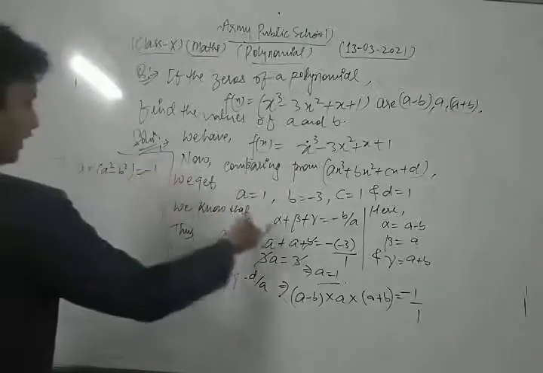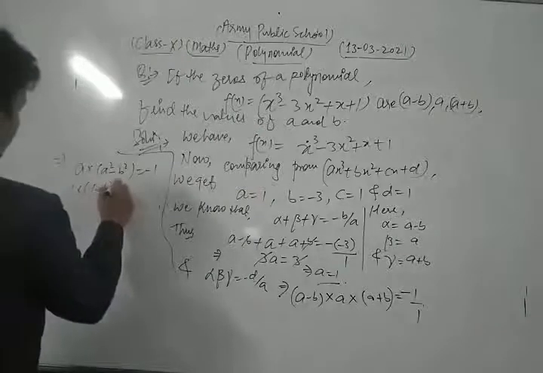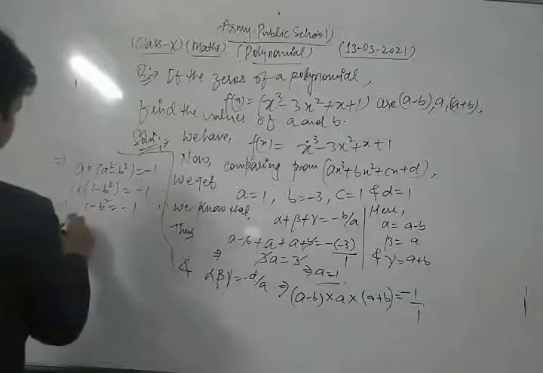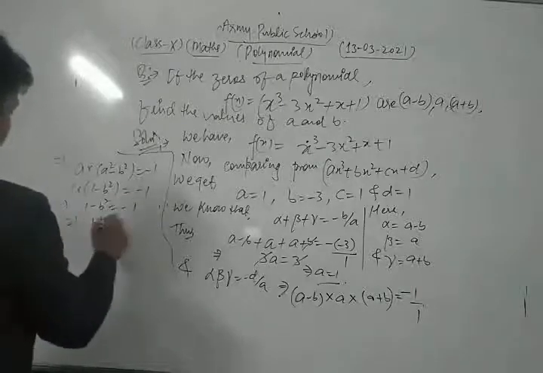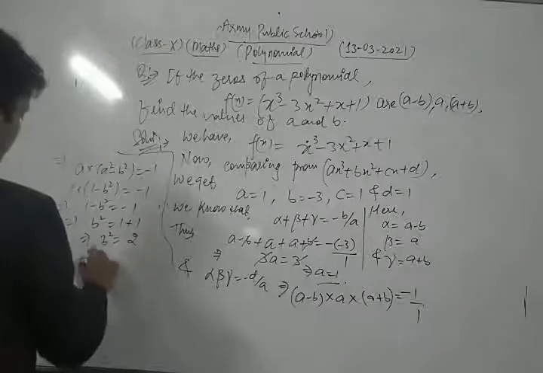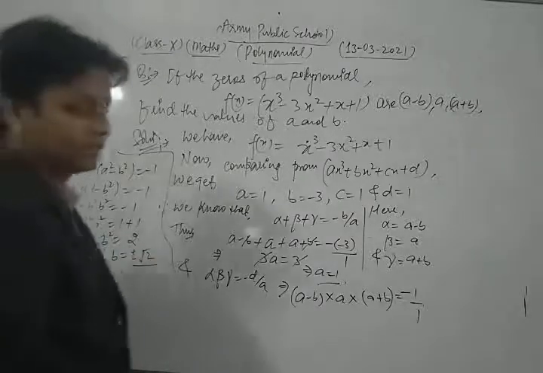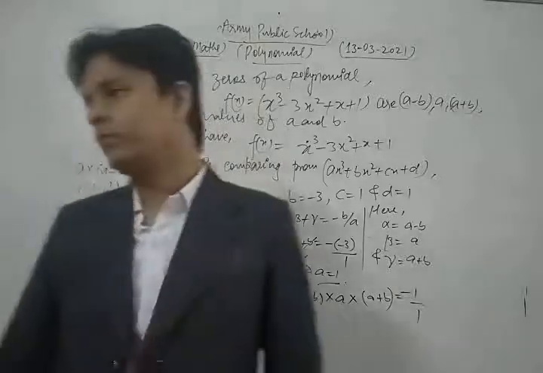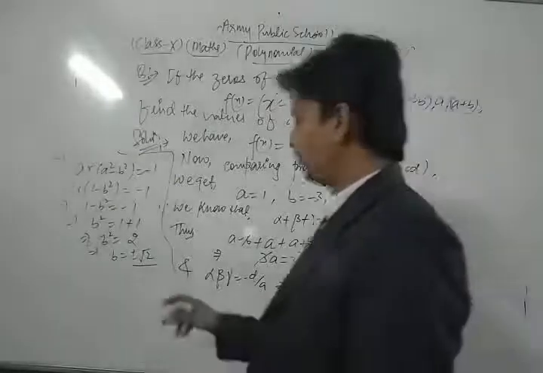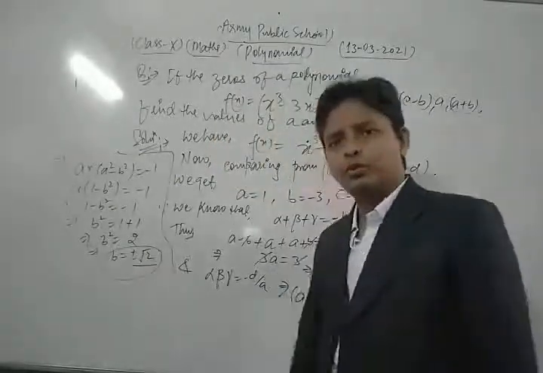Now we put the value of a as 1. So 1 into 1 square minus b square is equal to minus 1. Thus 1 minus b square is equal to minus 1. That is, b square, transferring to that side, is 1 plus 1, so b square is equal to 2. That is b is equal to plus minus under root 2. Thus we find the value of a is 1 and the value of b is plus minus under root 2.